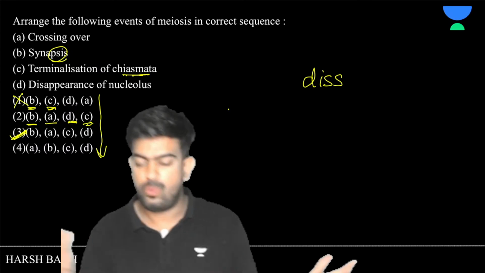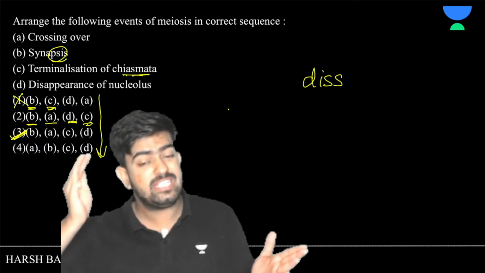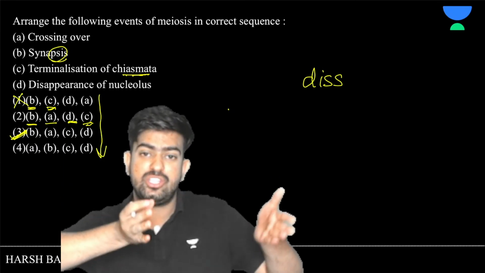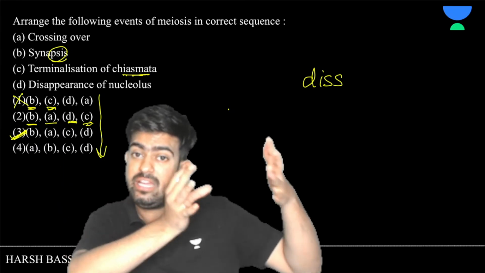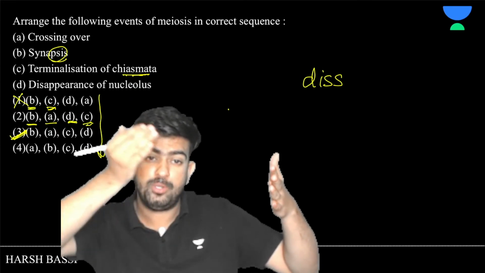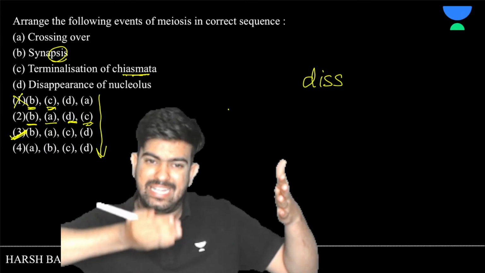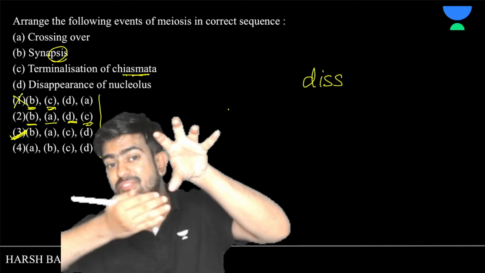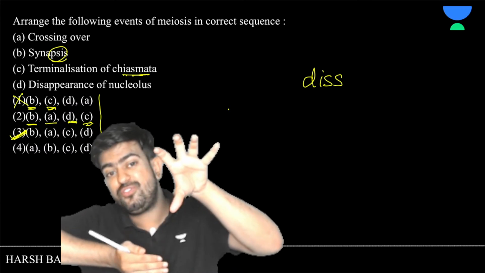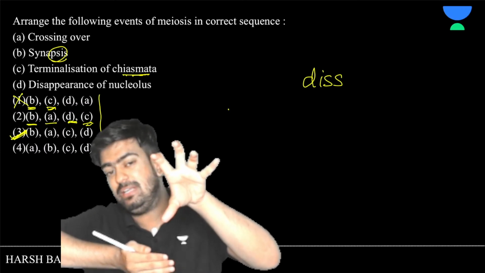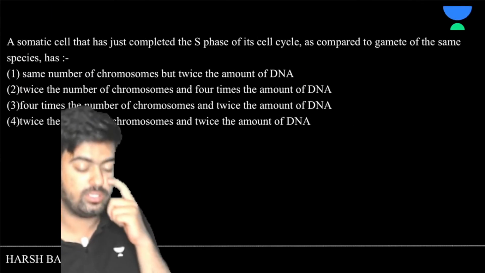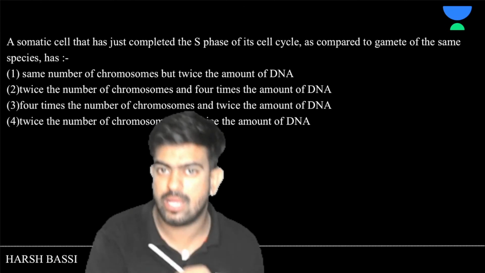Is it clear to everyone why we chose it? Because disappearance occurs at the end of prophase 1 and terminalization occurs inside prophase 1. So we have leptotene, zygotene, pachytene, diplotene and diakinesis. Diplotene is there, after that diakinesis, and then prophase 1 is going to end. So first terminalization of chiasmata will occur, then the nucleolus will disappear. I hope you have understood this question. If not, let me know in the comment section.